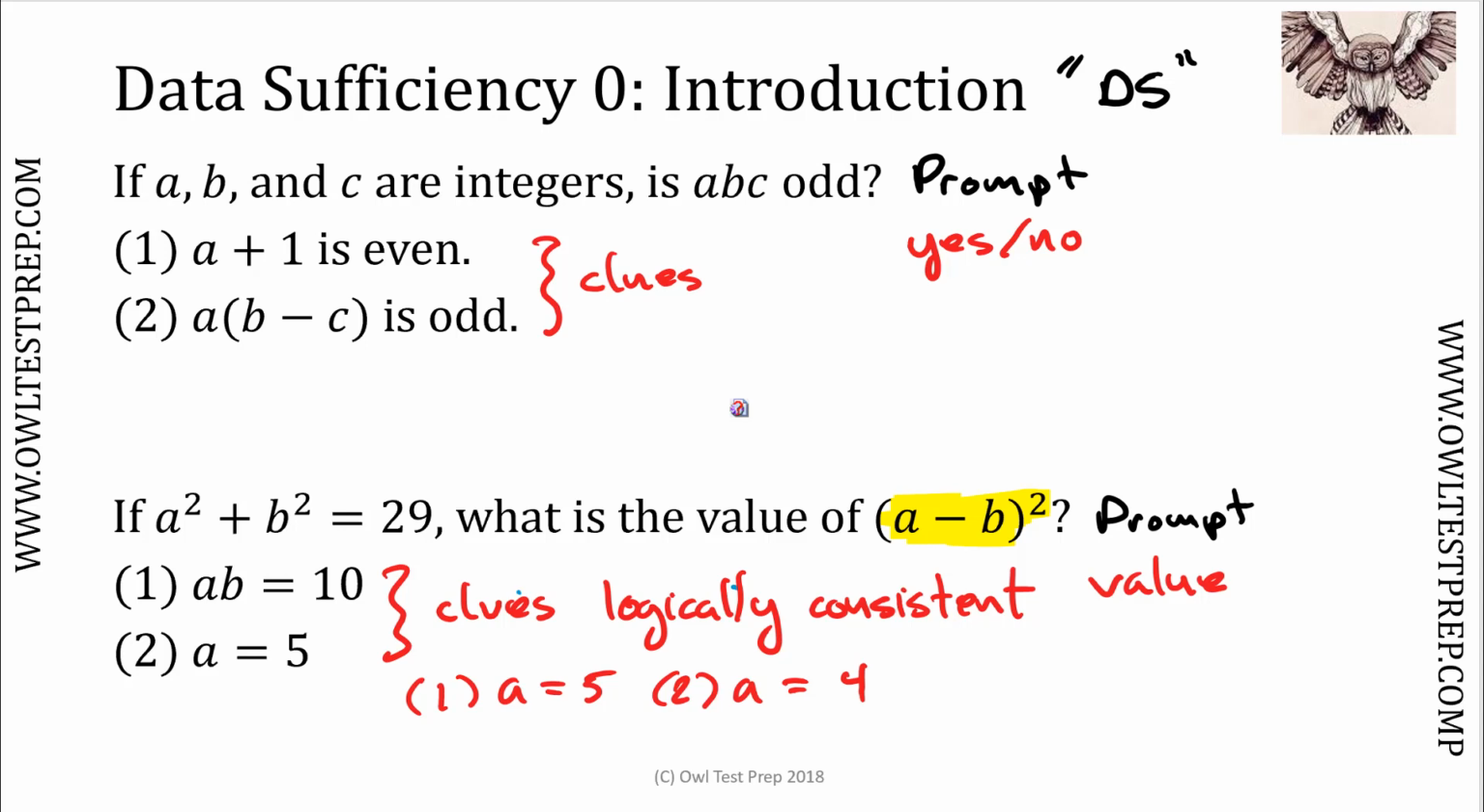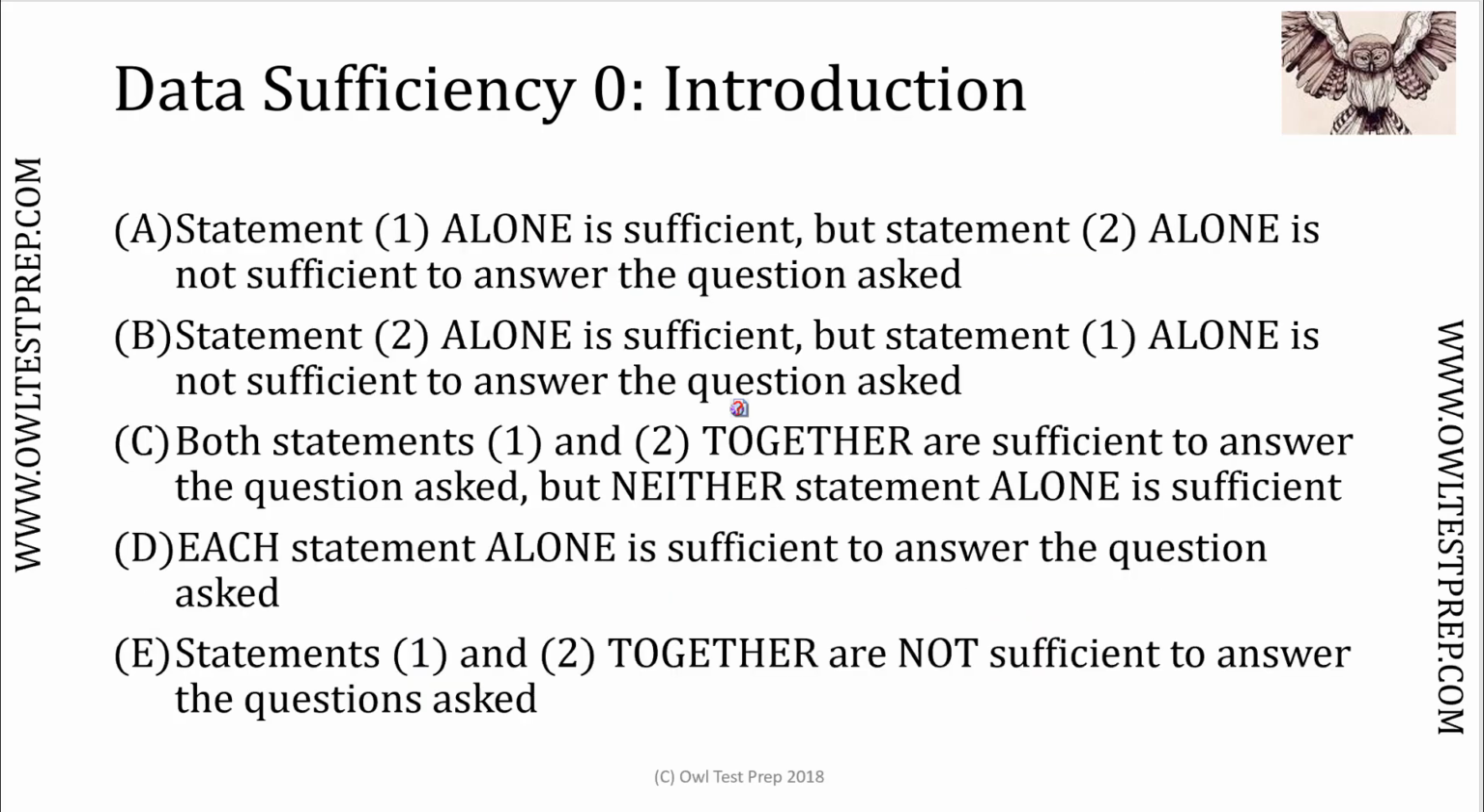So now we got to move on to the answers. So let's see. We get 5 answers. They're always the same answers for every data sufficiency question, which kind of makes this unique. And I think data sufficiency is unique to the GMAT, as far as I know. So answer A tells you that statement 1 alone is sufficient, but statement 2 alone is not sufficient to answer the question asked. So we got 1 alone, sufficient, 2 alone, not sufficient.